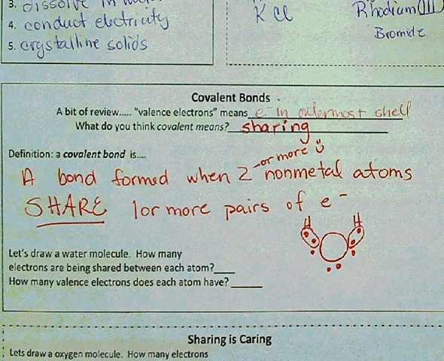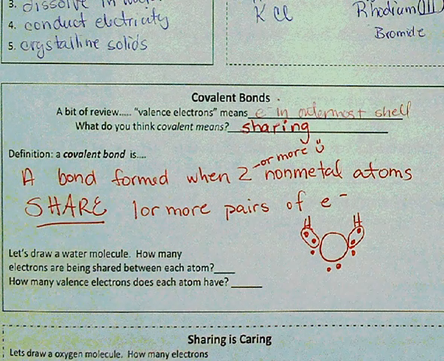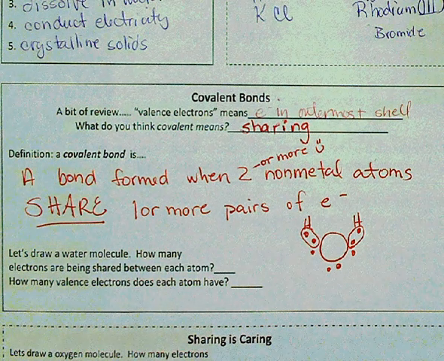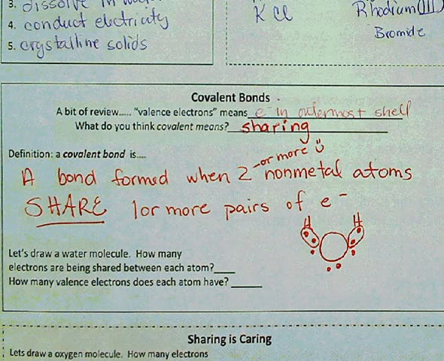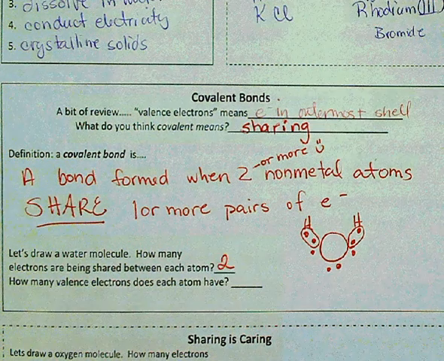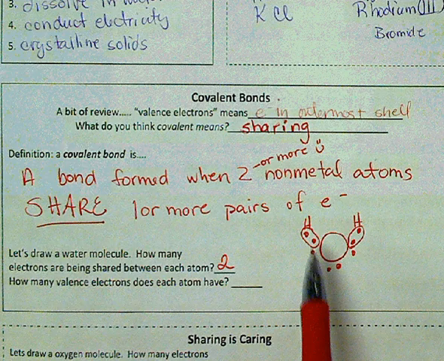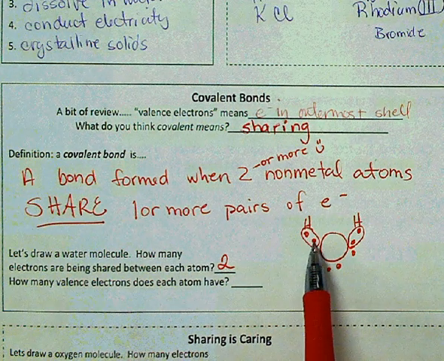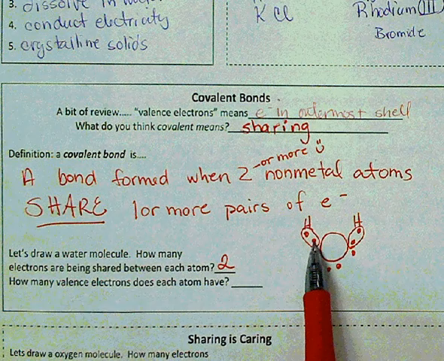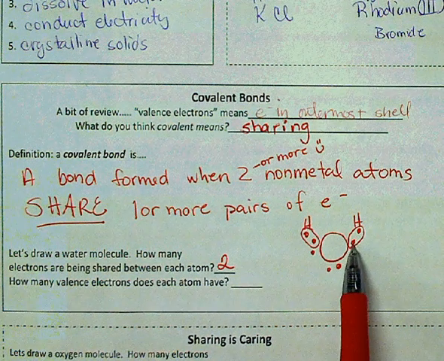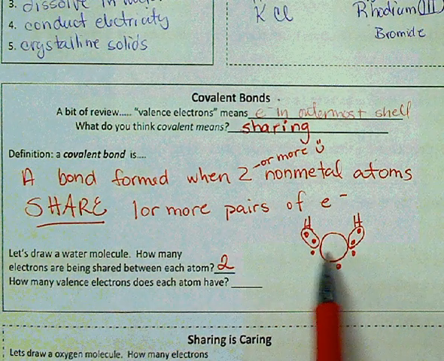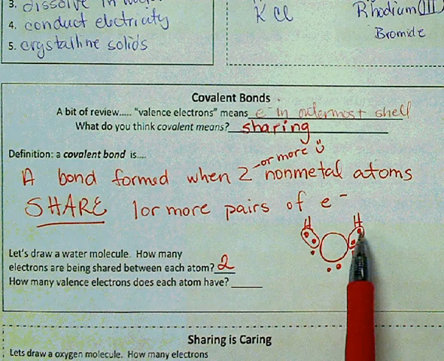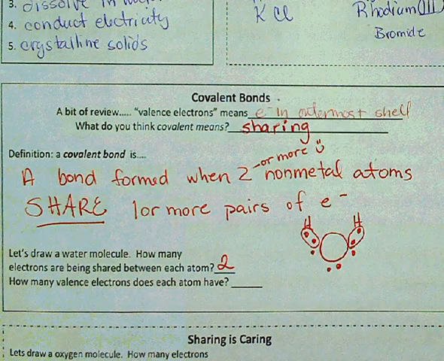So how many electrons are being shared between each atom? 2. Hydrogen is sharing this one from oxygen. This hydrogen is sharing this one from oxygen, and oxygen is sharing 1 from each one of the hydrogens.